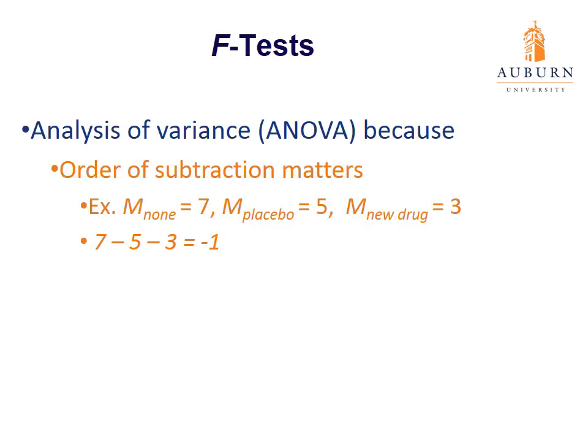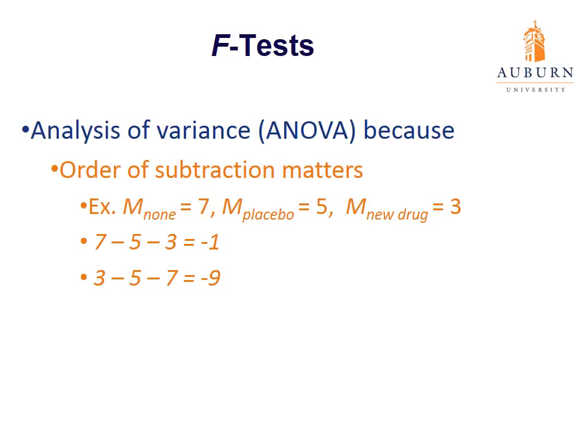But if we were to subtract the means, then the order of that subtraction would matter because we have 3 groups. And so maybe we take our mean for the none condition, 7, and we subtract 5, the mean from the placebo, and we subtract 3 from the mean of the new drug, and we get a number of -1. But what if we changed the order and we started with the new drug, then subtracted the placebo mean, and then the no drug mean? And if we did that, we'd take 3 minus 5 minus 7, and now we get -9. And so the order of subtraction matters, that how we subtract the means gives us different results.